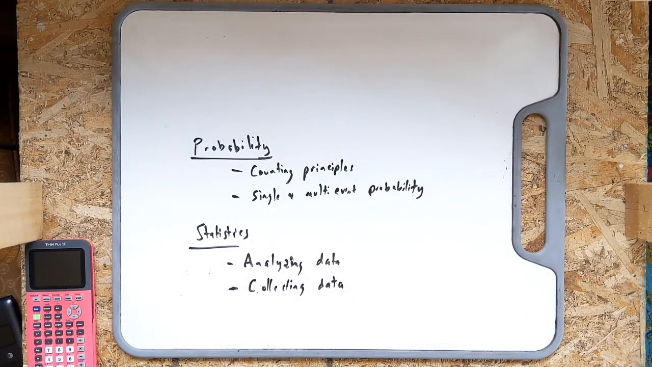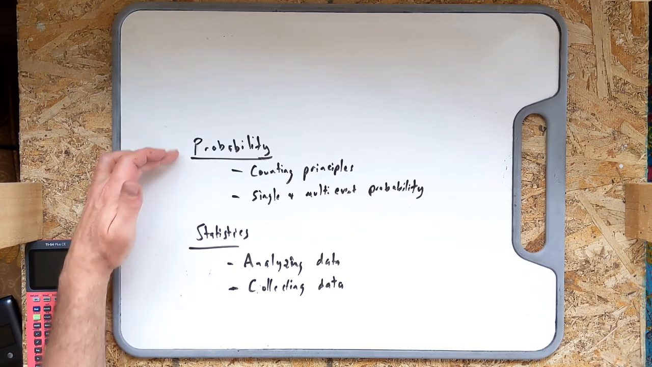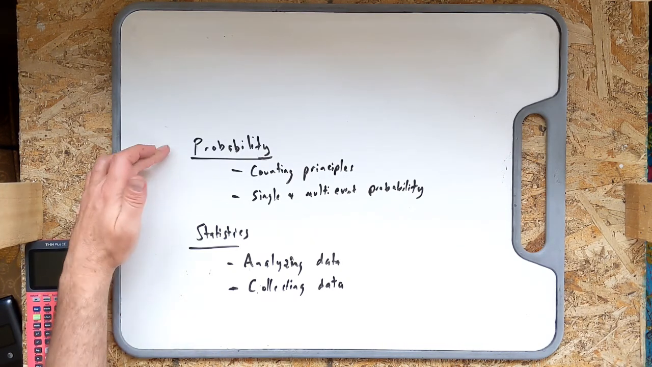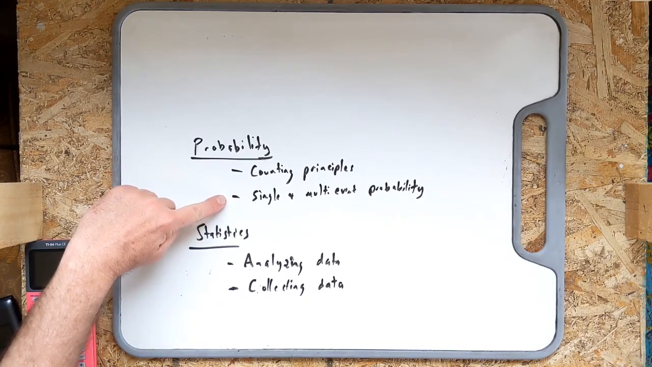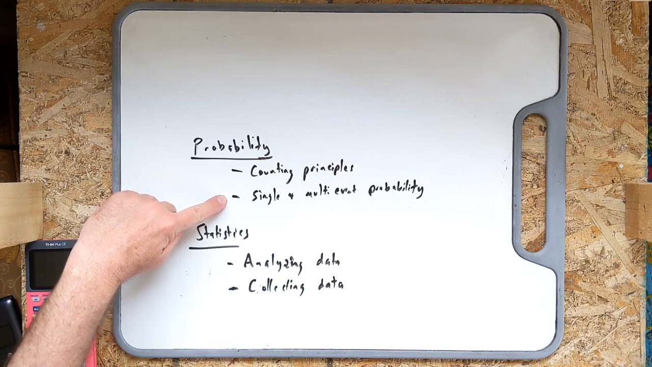We're going to do a new unit. This will be the unit that covers through the end of the year. We're going to cover probability and statistics. Within probability, we're going to do what are called counting principles. This is what we'll be doing today. Then we'll also do single and multi-event probability.